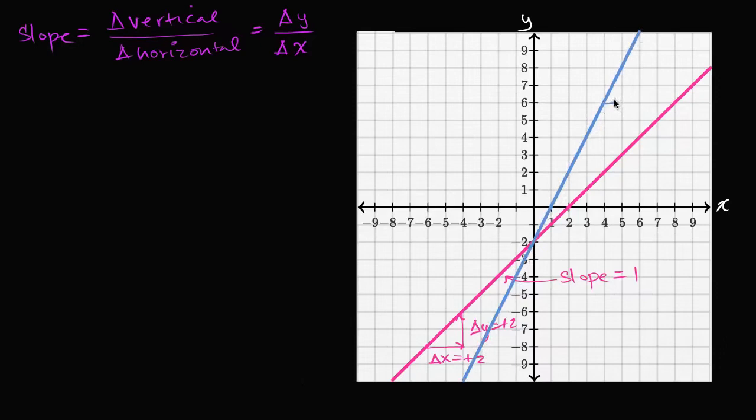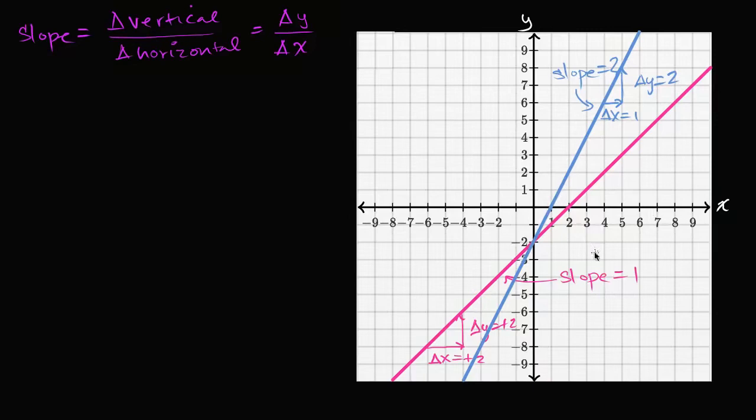If my change in x is 1, change in x is equal to 1, my change in y is 2. So change in y over change in x is going to be 2 over 1. The slope here is 2. And now hopefully you're appreciating why this definition of slope is a good one. The higher the slope, the steeper it is. The faster we increase in the vertical direction as we increase in the horizontal direction.